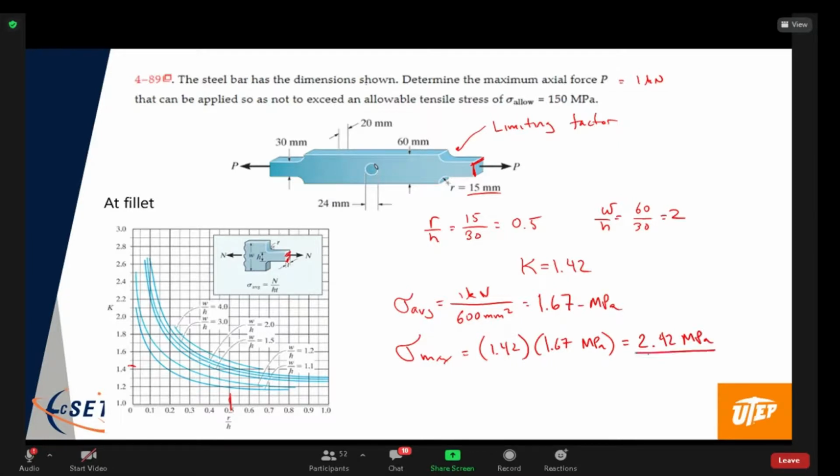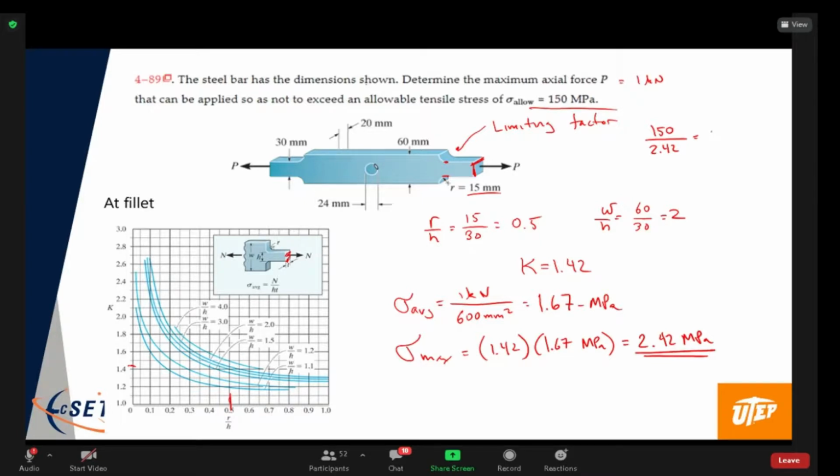Okay, so that's the peak stress. It's going to happen right here and right here. So there you go, 2.42 megapascals. Again, that's quite a bit less than the 150. So what would the actual force have to be? It's going to be 1 kilonewton times this factor of 150 over 2.42. So we need to increase the force by that ratio.